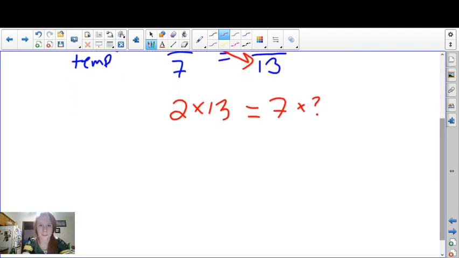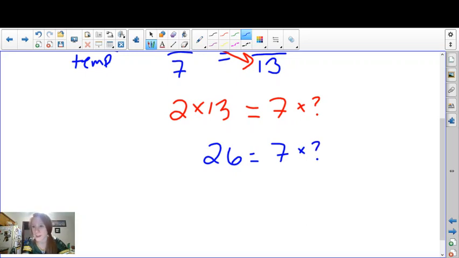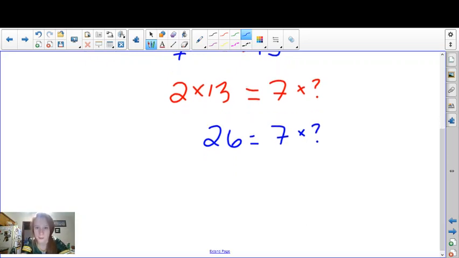So I'm going to start by taking 2 times 13, which is 26. And 7 times question mark is still just going to be 7 times my question mark. I don't know what it is. Well, I need to go ahead and try and figure out what question mark is. And since 7 is being multiplied by it, the opposite of multiplication is division. So I'm going to divide both sides by 7.